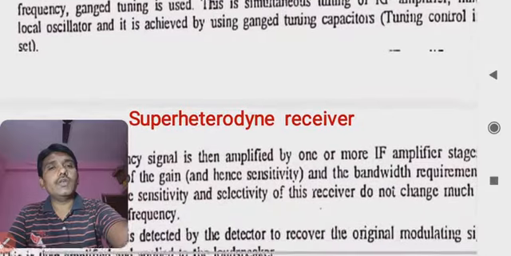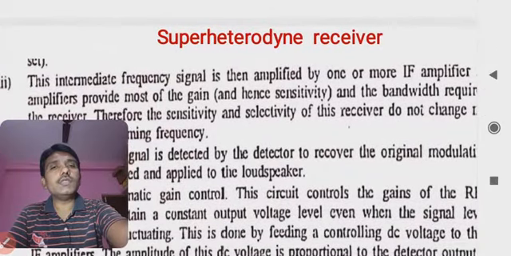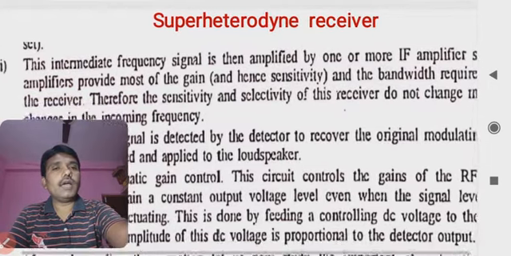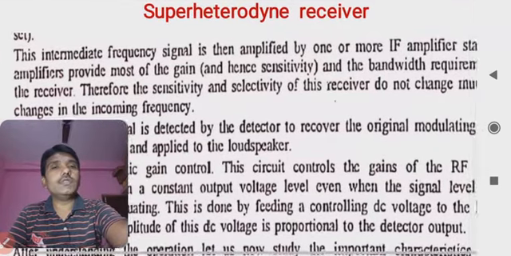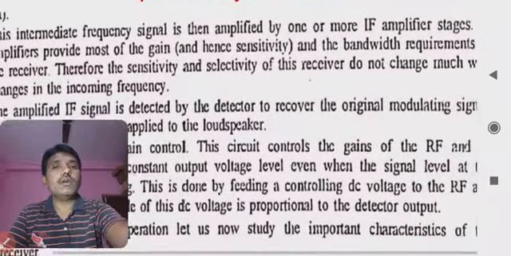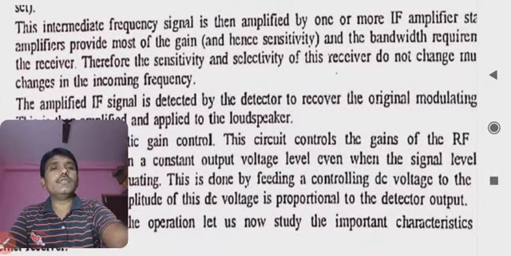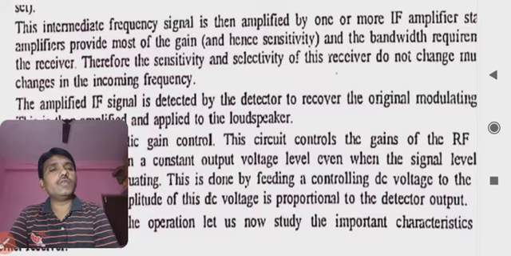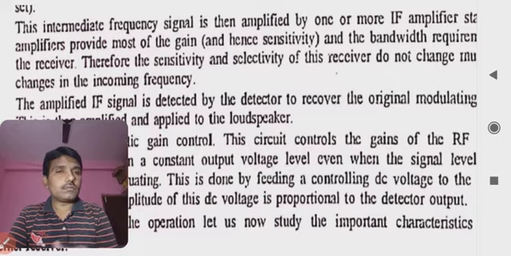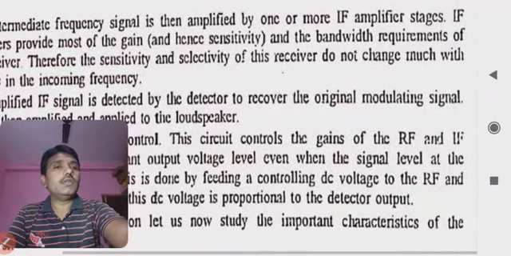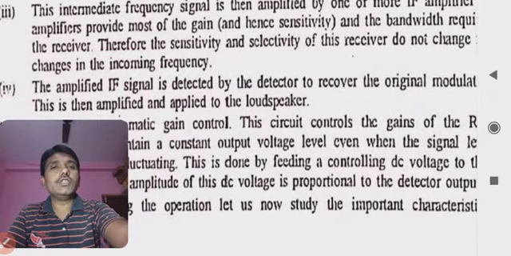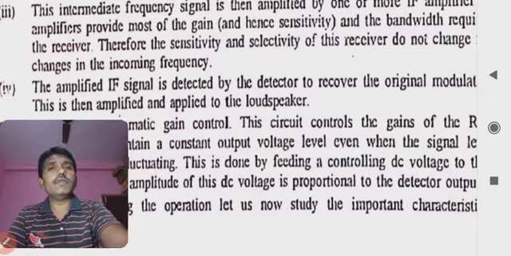So again this intermediate frequency is amplified by one more IF amplifier, which provides most of the gain and the bandwidth requirements of the receiver, and therefore the sensitivity and the selectivity of the receiver do not change, and whatever be the change in the incoming frequency is going to be maintained in that case.